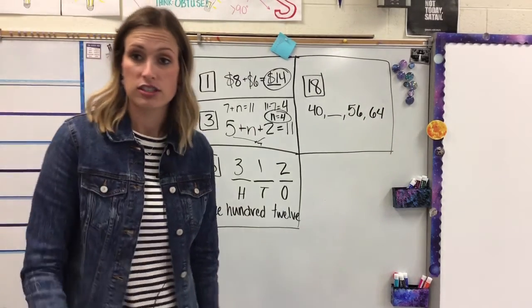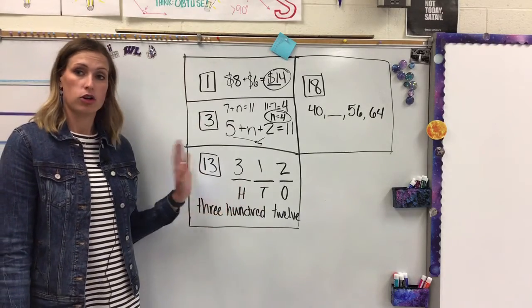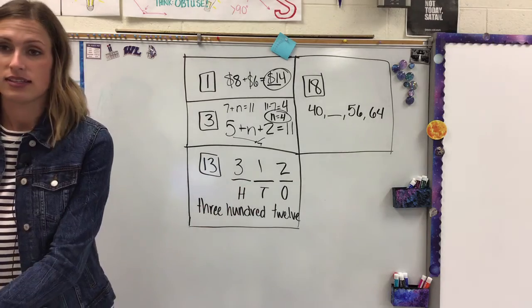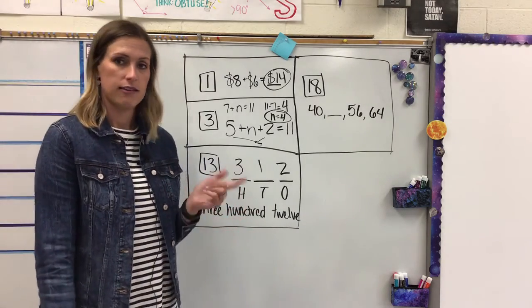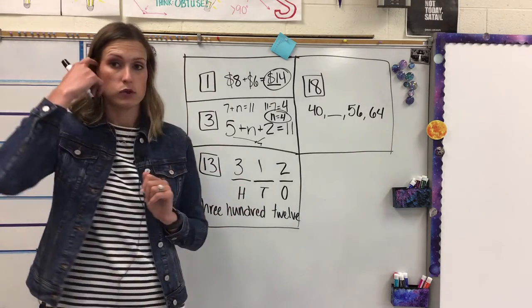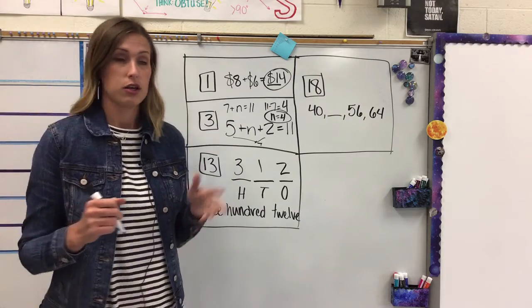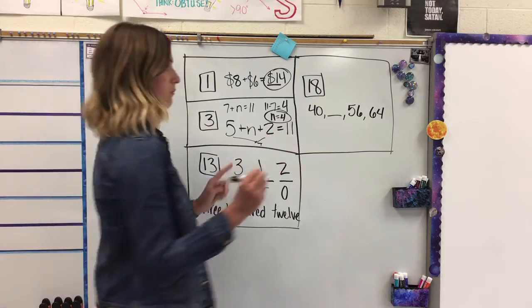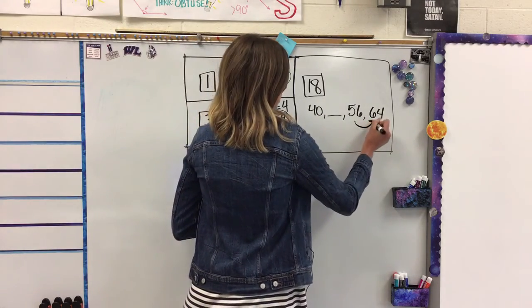Excellent. If you're still going on that problem, go ahead and just pause it. Otherwise, go to number 18. Number 18 gives us this sequence, 40, blank, 56, 64. So we got to think, how are we getting from 56 to 64, and that'll help us find our missing number. So we're getting bigger.